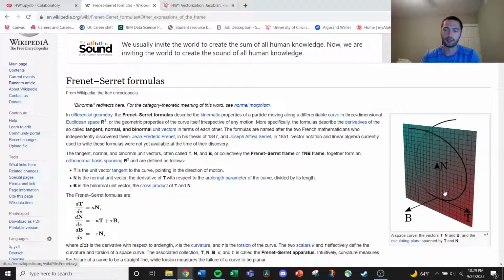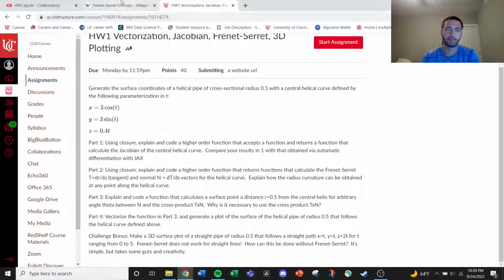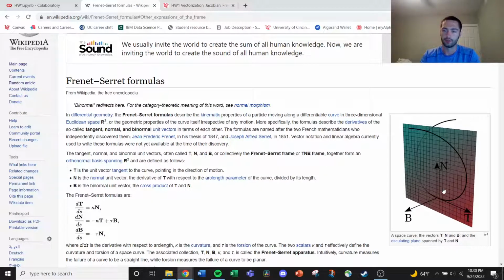And in this plane, we can then create a circle that goes around our helix at a radius we specify, which we want to be 0.5. If you look at this picture, it can help you see it. This n and the b almost create a set of axes where we can plot around our helix. So that's what we'll be taking a look at.